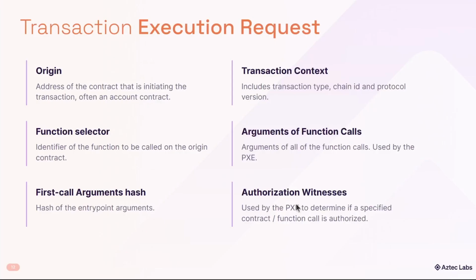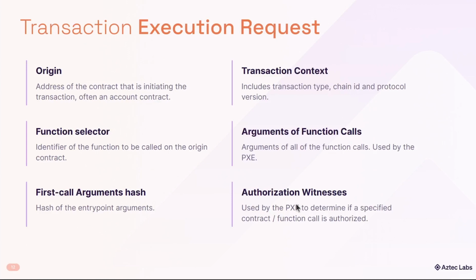When users are creating transaction execution requests, they send a request to software running on their device called the private execution environment. This is a piece of software that will simulate and generate the proofs for any private transactions. So users are sending this transaction execution request to their private execution environment. We abbreviate that with PXE, and we call it the PXE. But the transaction execution request includes these components.